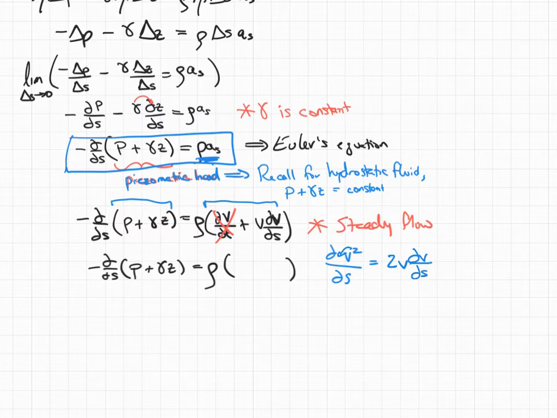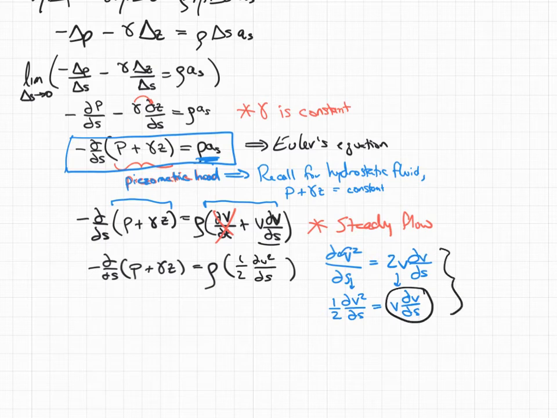So note that I could say that 1/2 dv squared ds equals v dv ds, if I divide this side by 2 and this side by 2. That's what I'm going to do right here: replace v dv ds with 1/2 dv squared ds. That step always threw me for a loop whenever I saw this derivation, so I wanted to take a moment and make sure you understand that and where it comes from.